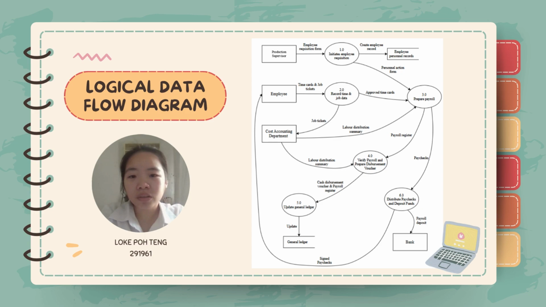Process 3.0 is where the payroll is prepared by combining employee records, time data, and labor cost information to generate paychecks and a payroll register. Process 4.0 involves verification by accounts payable, where labor costs are reconciled with payroll data before process 5.0 updates the general ledger. Finally, process 6.0 handles the disbursement of funds, with paychecks being distributed via the production manager and the bulk deposits being sent to the bank.